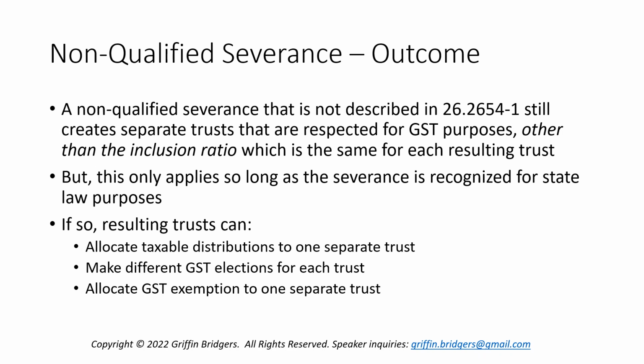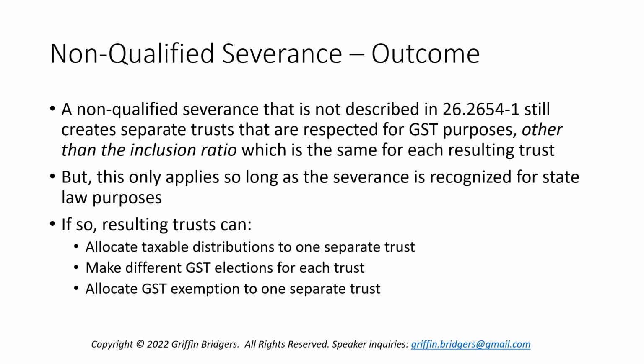So the big difference and question is, what happens if you don't have a qualified severance? If you fail any of those requirements and you simply don't want to go through this process. So if you have a situation where you have a discretionary severance that is not qualified, you can still create separate trusts that are respected for GST purposes, which check the 3 boxes, but it doesn't check a 4th box.